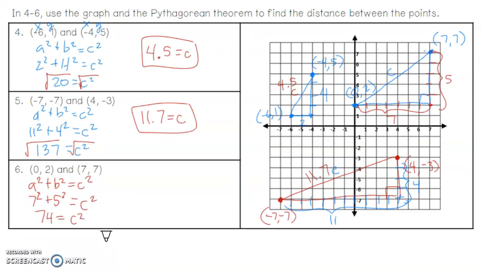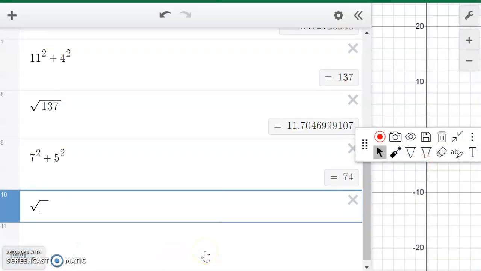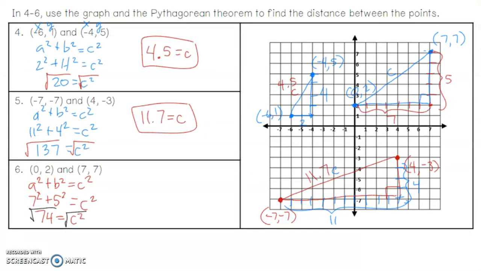Am I done? No, of course not. I need the side length. So square root, and that's not a perfect square. So let's see what Desmos gives us. Square root of 74. We're going to go with 8.6. So that's what this side length would be, 8.6. Okay, that's how we use the Pythagorean theorem to find the distance between points. Cool.